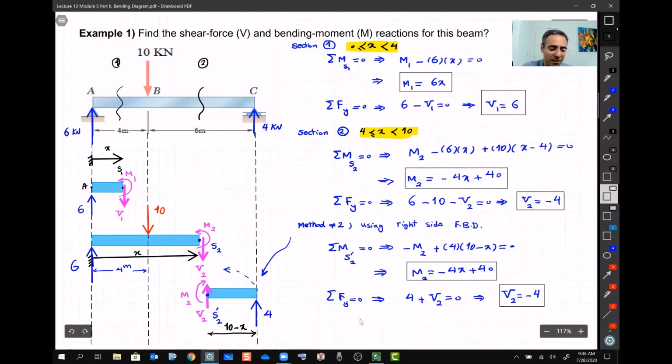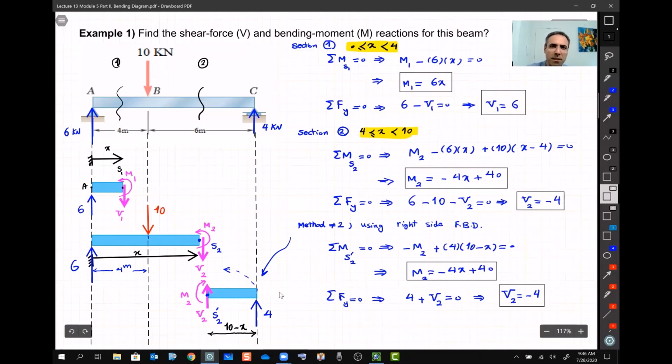Now, it's not magic, right? It's because it's static, everything is in equilibrium. No matter which view we are looking at a section of a beam, they are just action and reactions. And based on this convention that we used, we get the same equation. So in the future, you don't have to draw the free body diagram for both sides. It was just an example to show you.